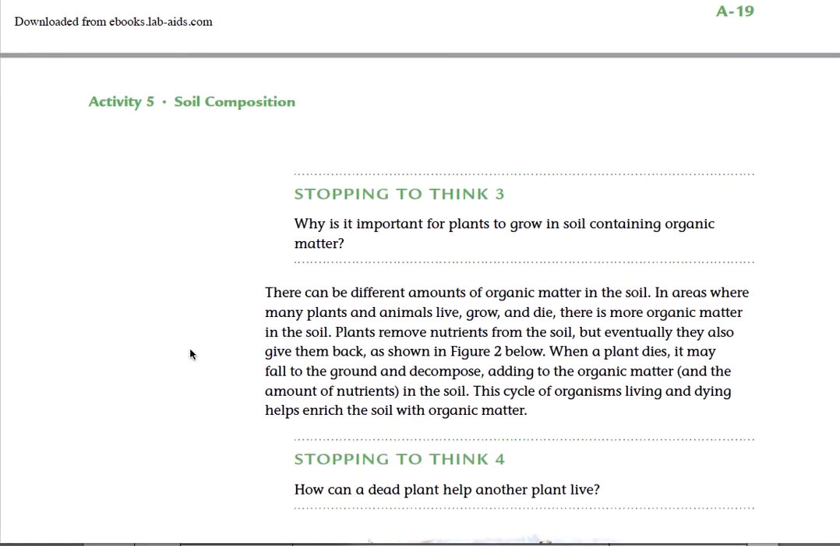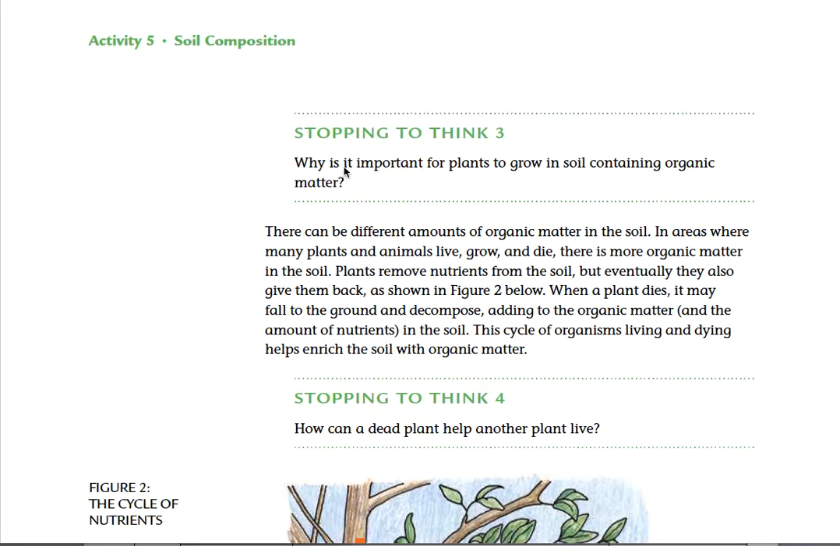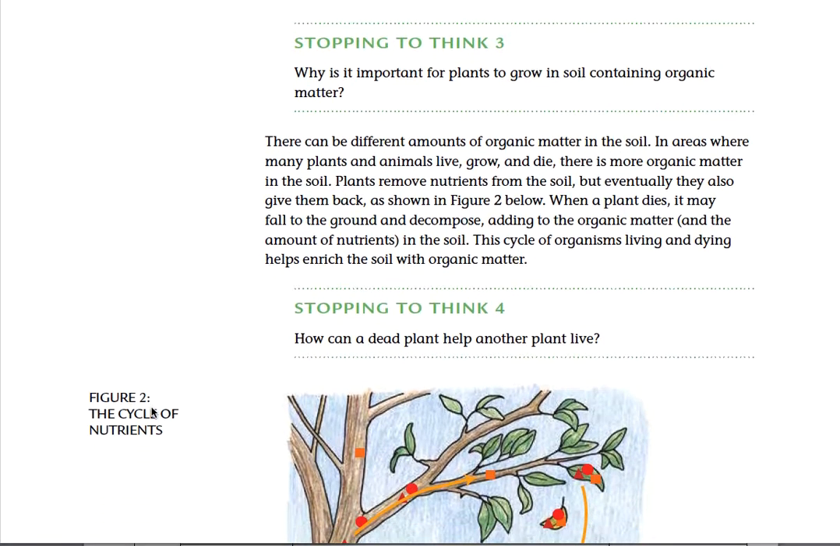Stop to think. Question number 3. Why is it important for plants to grow in soil containing organic matter? That's an important one. We will definitely cover this again, so please note that this is an important concept here. Why is it important? There are many different amounts of organic matter in soil. In areas where many plants and animals live, grow, and die, there's more organic matter in the soil. Plants remove nutrients from the soil, but eventually they also give them back, as shown in Figure 2 below.